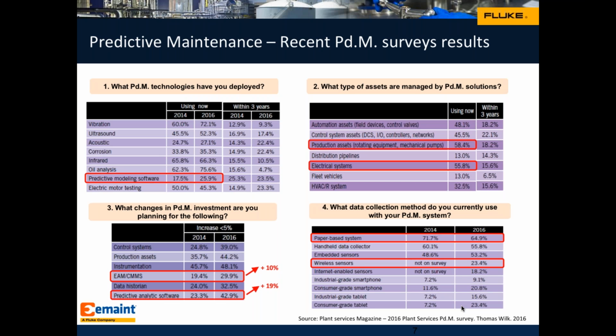The first one is about the technology. What technology have they deployed? Various customers have various thoughts and needs on the type of technology they need, as well as how to deploy it. One of the things that keeps coming back is vibration, ultrasonic, corrosion, and infrared. One of the things I hear more and more often from customers is predictive modeling software. That's an important factor, and it has grown from 2014 to 2016.